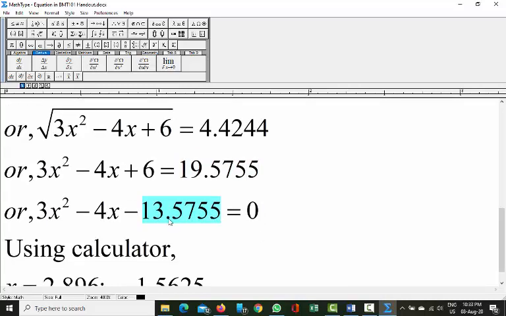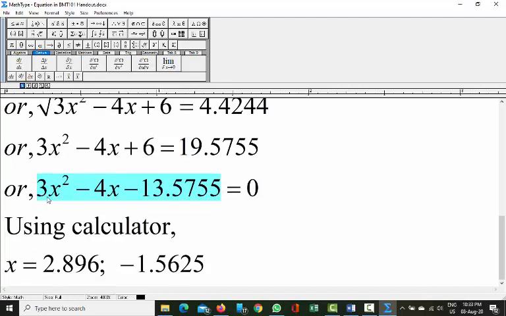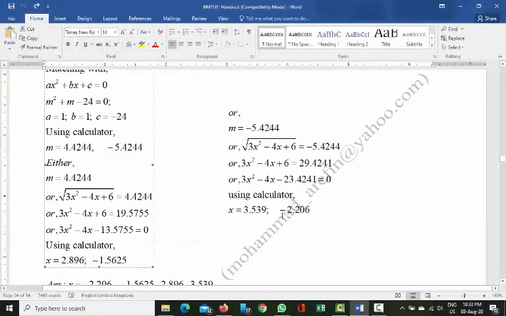Now here we got another second degree equation. If you solve it, you will see that the value of a is 3, the value of b is minus 4, and the value of c is minus 13.5755. So if you solve it using a calculator, you will get two values of x.